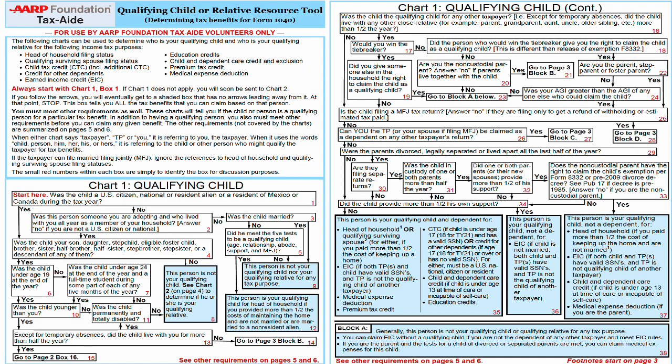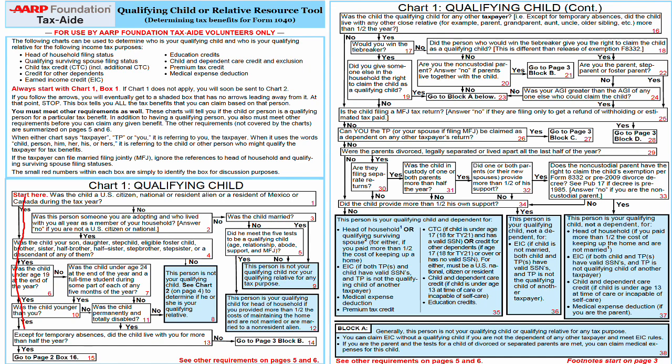Was the child a U.S. citizen? Yep, they were all citizens. Was the child your son, daughter? Yeah, well, you can stop there. Was her daughter. Was the child under age 19 at the end of the year? The answer is yes. Was the child younger than you? The answer is yes. Except for temporary absences, did the child live with you for more than half the year? She lived with her the whole year. So the answer is yes.